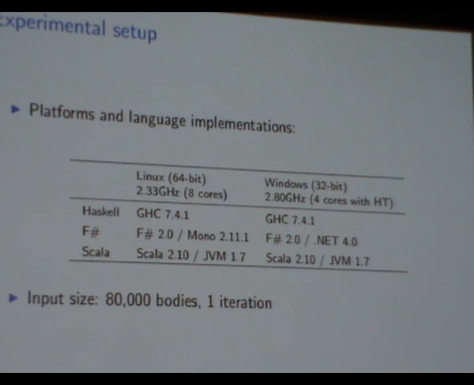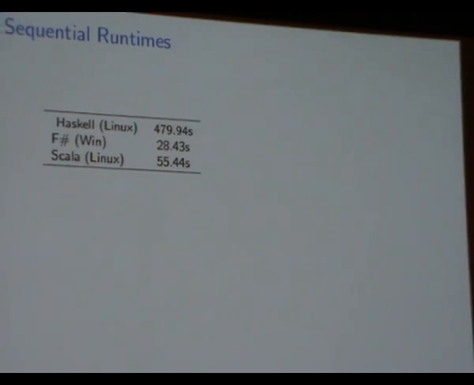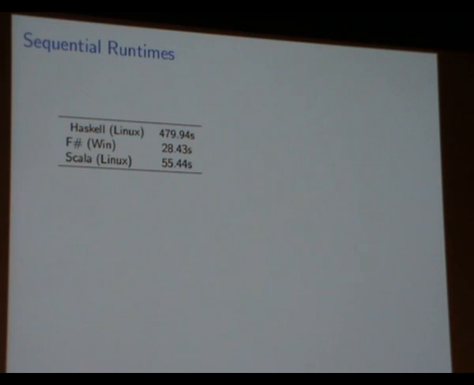So the results: we take measurements on both Linux and Windows, and the Windows machine has a slightly faster processor compared to the Linux one. We use the same version of GHC on both platforms, the same version of F# and Scala on the JVM, but on Linux we use Mono instead of the .NET F# implementation. And we use 80,000 bodies and one iteration as input. Initially this is the sequential runtime that we got from running the sequential program, before any of the optimizations I mentioned. After applying all the optimizations, we get this.